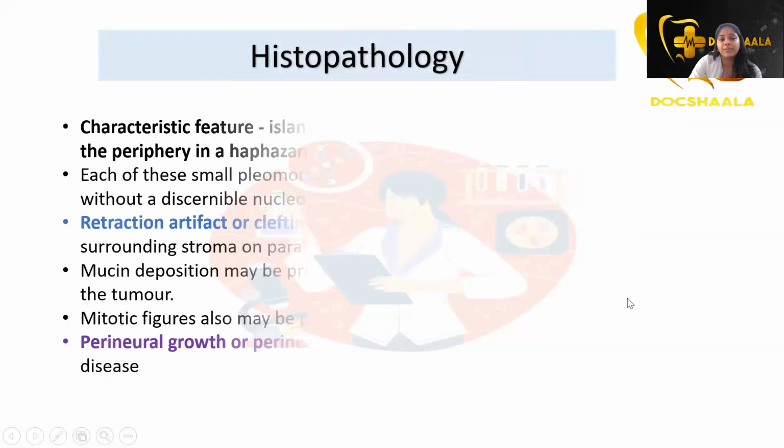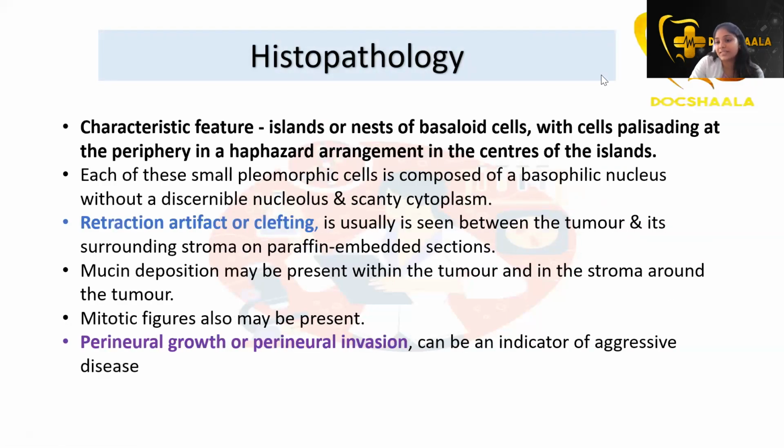Okay, then coming to the histopathology. So histopathology of basal cell carcinoma is very important. You have to remember this no matter what. So the characteristic feature for this histopathology is islands or nests of basaloid cells with cells palisading at the periphery in a haphazard arrangement in the centers of the island. This is the characteristic feature of basal cell carcinoma.